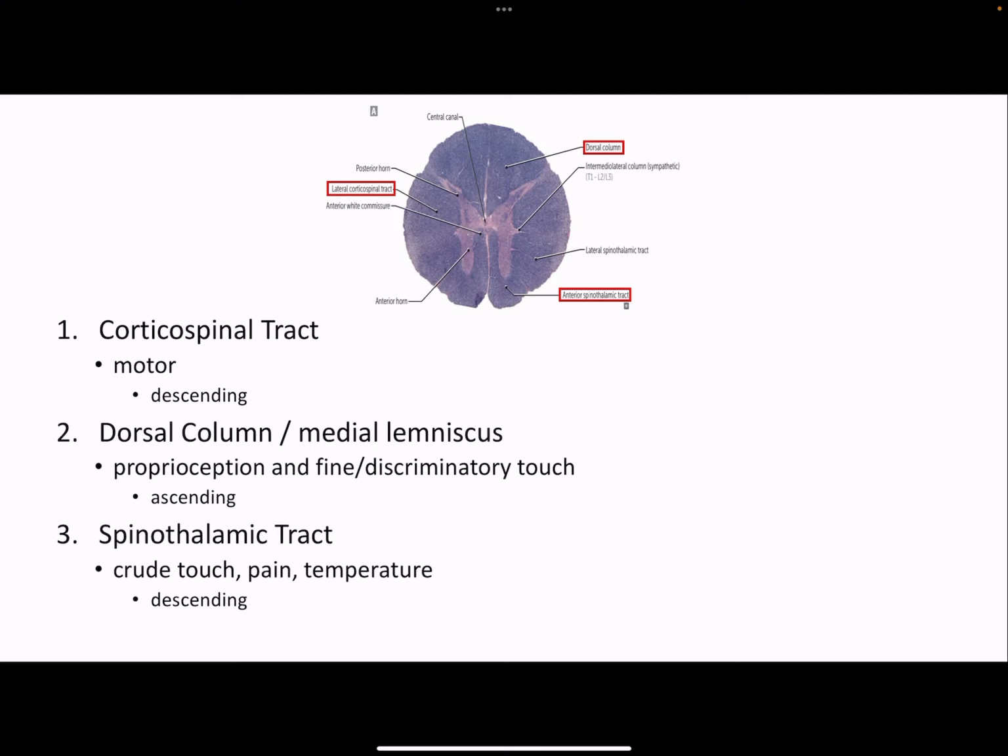And the names are kind of fitting here. Dorsal column, it's going to be dorsal in the spinal cord. It's going to be medial in the brainstem. So this is for proprioception, like knowing where your body is in space, and fine discriminatory touch, right? Like reading Braille or something like that, right?